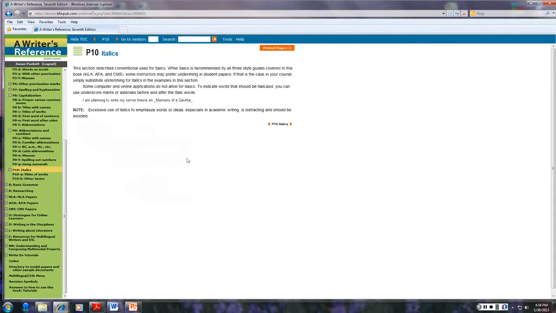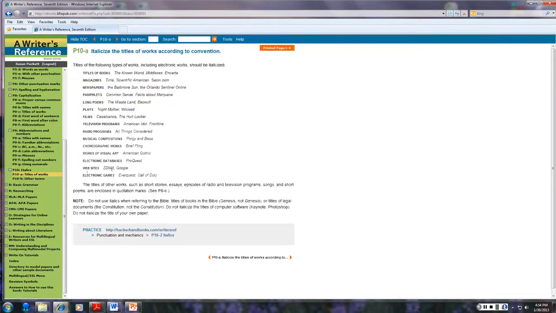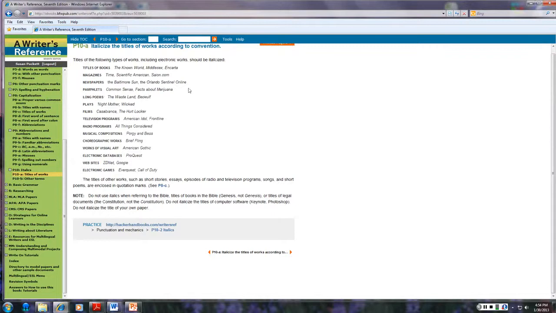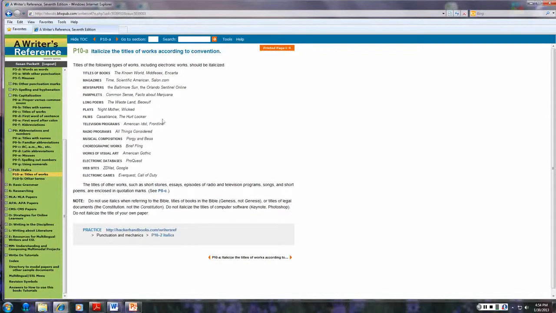Finally, in this section, italics. We use italics for the names of books, longer works, titles of books, magazines, newspapers, long poems, plays, films, television programs. We would have episodes in quotation marks, radio programs, musicals, choreographic works like The Nutcracker, works of visual art, paintings, electronic databases, which we'll be using. The websites themselves are italicized, and electronic games get to be italicized as titles.